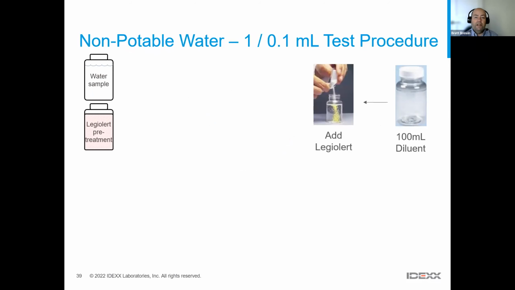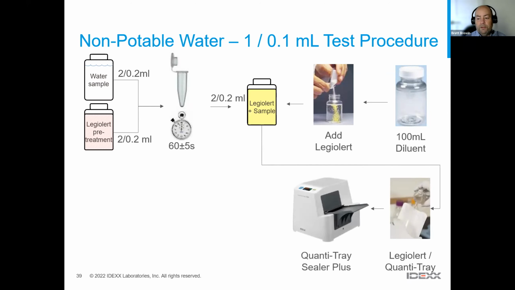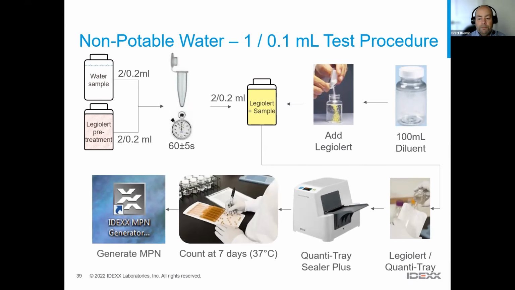And similarly, we have 2 volumes that we've validated, 1 milliliter or 0.1 milliliter. Again, that depends on the level of sensitivity you require for your test. But you do your pre-treatment on your water sample, and then you add that water sample to your Legion Alert reagent, and then just follow the same steps. So add it to the Legion Alert Quanti-Tray and incubate for 7 days.